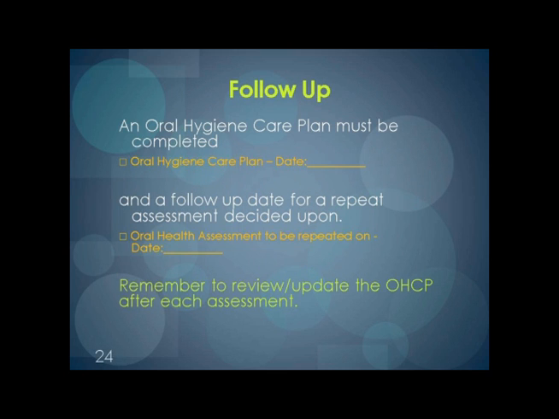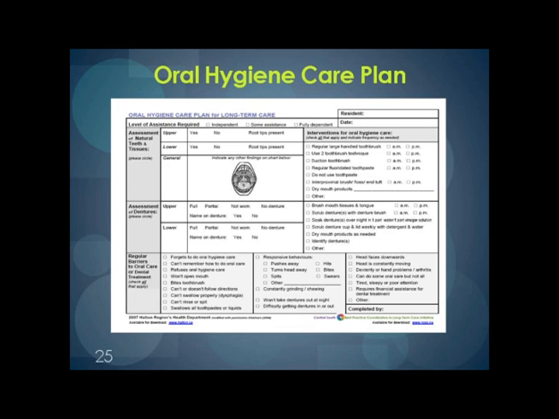In terms of follow-up, an oral hygiene care plan should be completed for each resident. The follow-up assessment could be quarterly or sooner if the condition is being monitored. And remember to review and update the oral hygiene care plan after each new assessment. The oral hygiene care plan, this is a sample of a care plan which can help provide helpful individual information about each resident. It can be posted in the resident's bathroom as well as included in the chart.